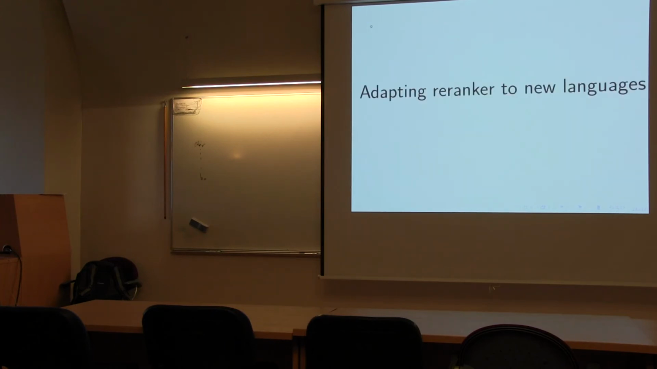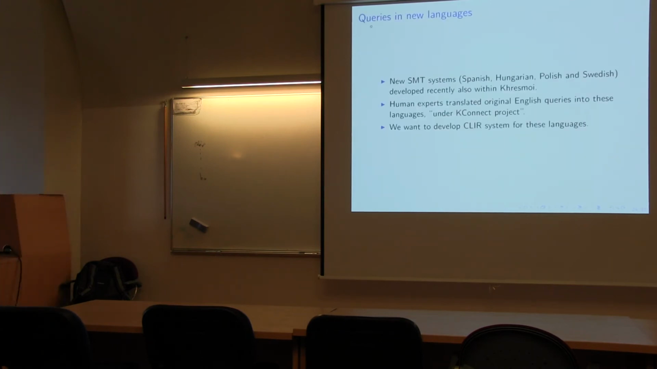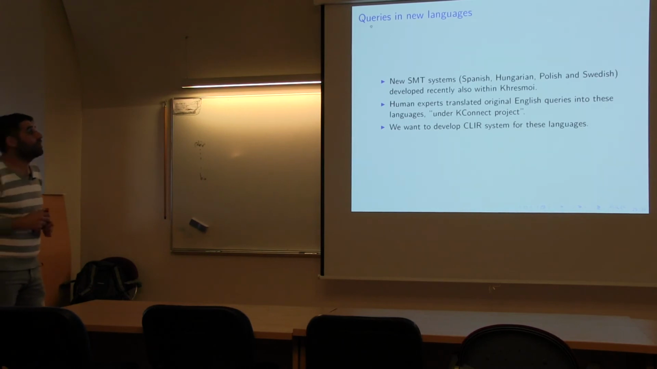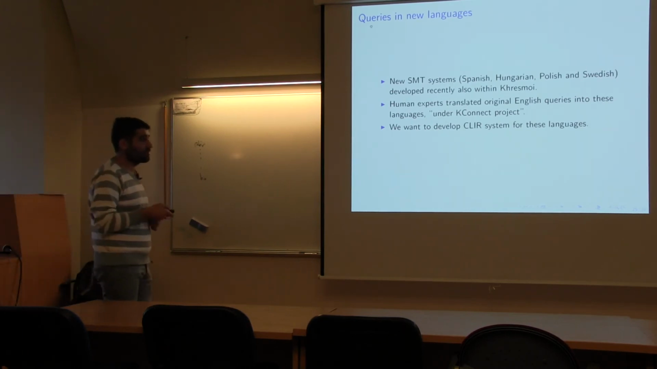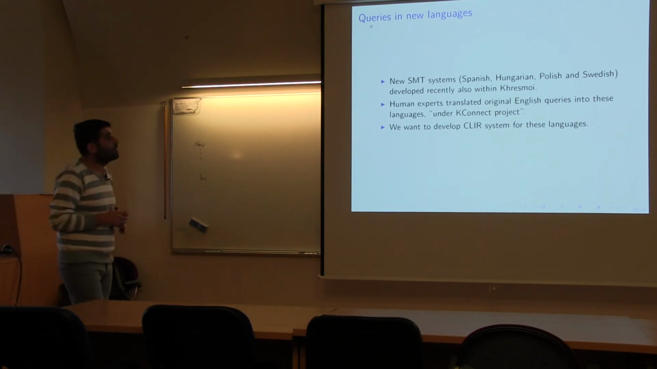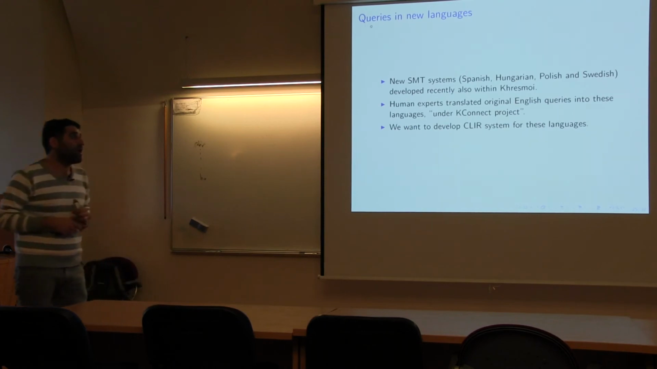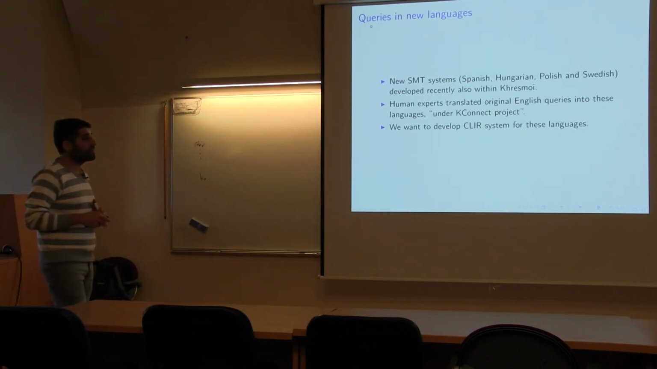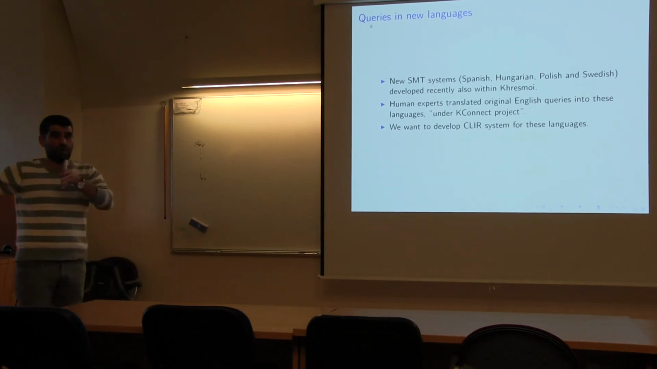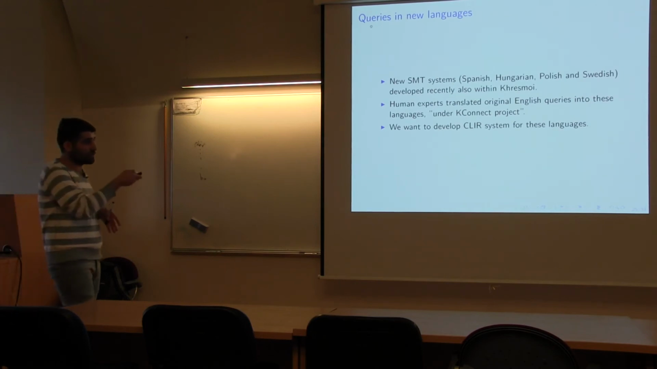Now, after we finished these experiments, we got queries in more languages: Spanish, Hungarian, Polish, and Swedish. Also, we have SMT systems available for these languages. So, what we did first, we expanded the translation. We started first with Czech, German, and French. We didn't have translations for these languages.